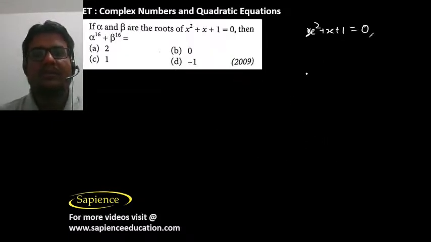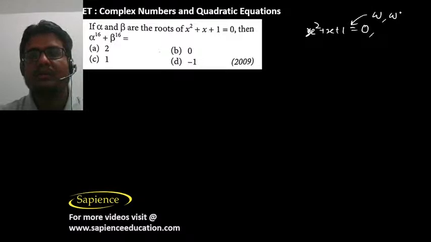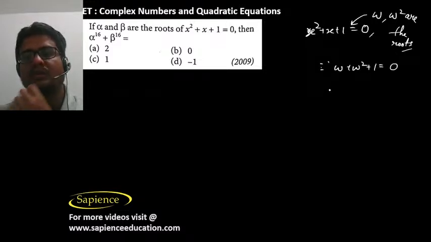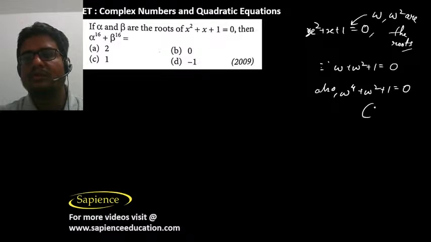So here x square plus x plus 1 equal to 0. We know that omega and omega square are the roots of this equation. Since omega plus omega square plus 1 is equal to 0, and also if we put omega square, then omega power 4 plus omega square plus 1 is also equal to 0, since omega power 4 is the same as omega only.